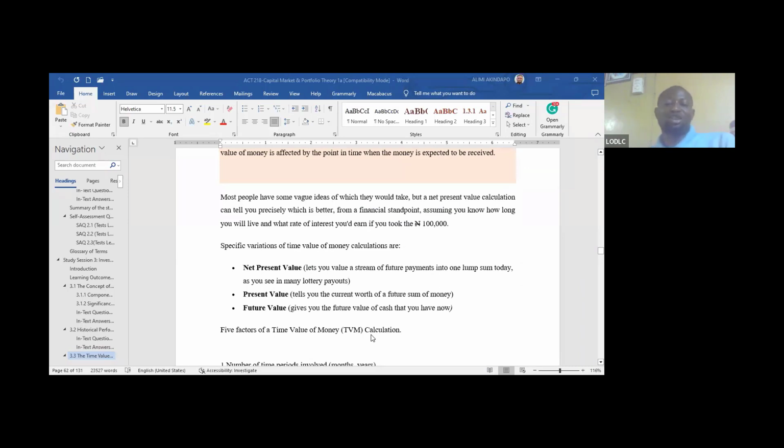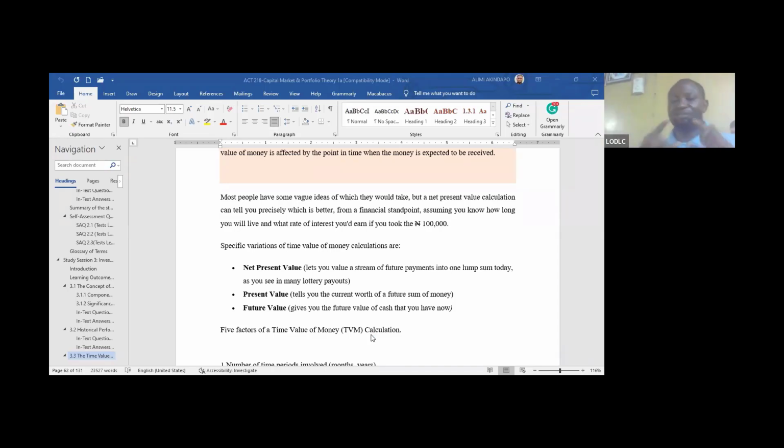Specifically, we have variations of the time value of money. We have net present value, present value, and future value. Net present value lets you value a stream of future payments into one lump sum today, as you see in many lottery payouts. In lottery, net present value is applicable. Present value tells you the current worth of a future sum of money, while future value gives you the future value of cash that you have.